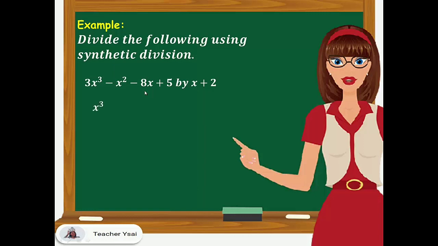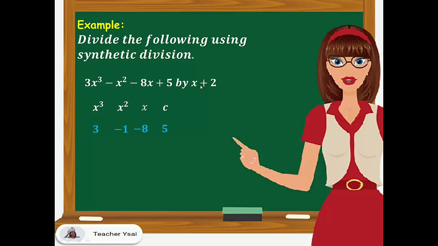So for x cubed, we have 3. The coefficient of negative x squared is negative 1. For x is negative 8. Then for our constant, equal to 5. Next, replace the divisor x minus r by r, and for divisor x plus r, replace it by negative r. Our divisor is x plus 2, so we will replace it with negative 2.